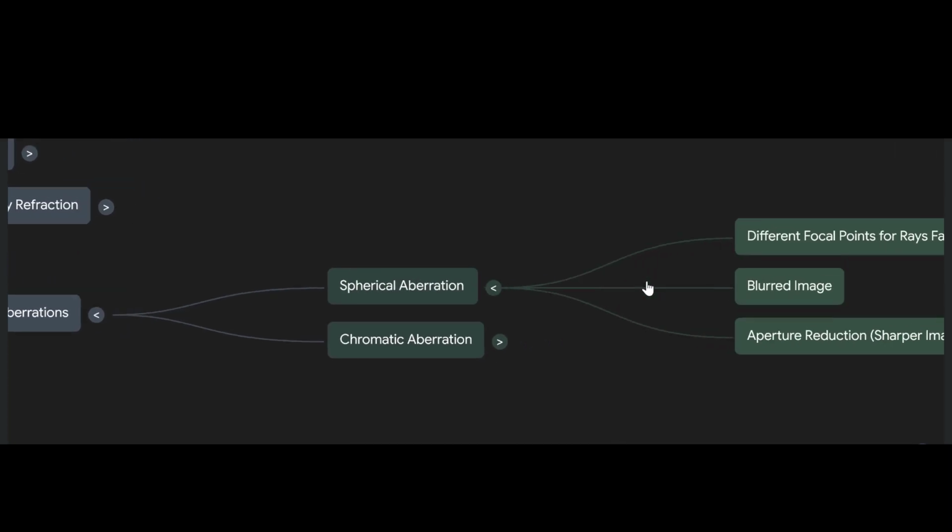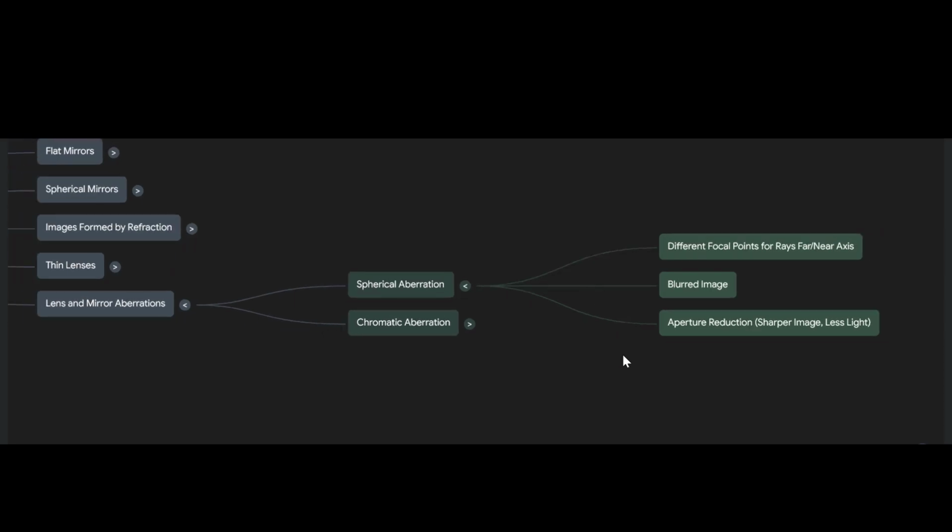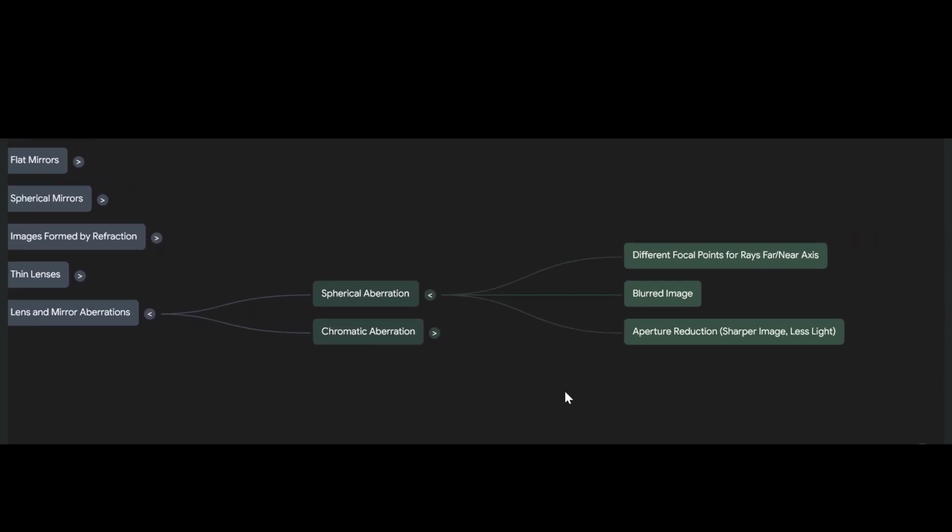Well, one way is the aperture, or diaphragm. By stopping down the lens, making the opening smaller, you block those outer rays and only use the central part of the lens, which focuses better. Ah, using a smaller hole. Right. The trade-off is you let less light in, so you need a longer exposure time or more sensitive sensor. Makes sense. Any other lens problems?